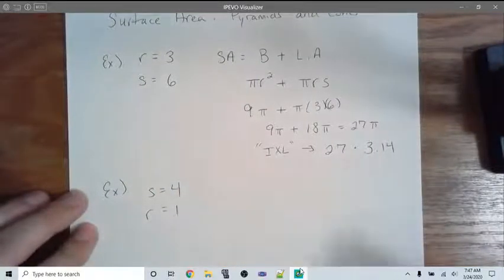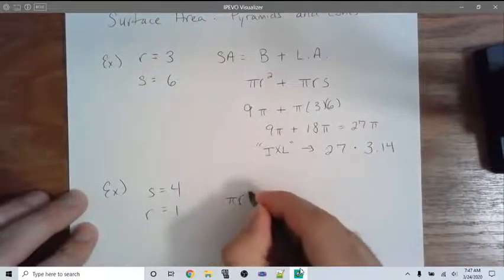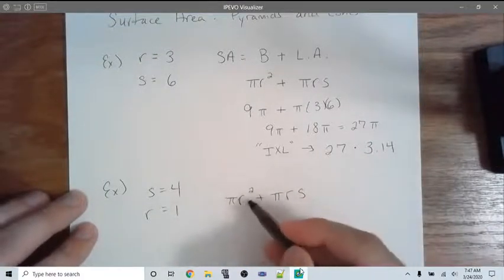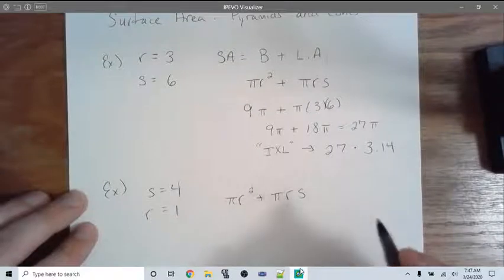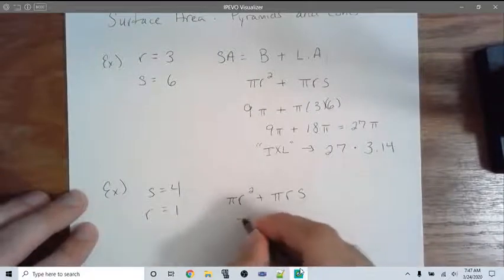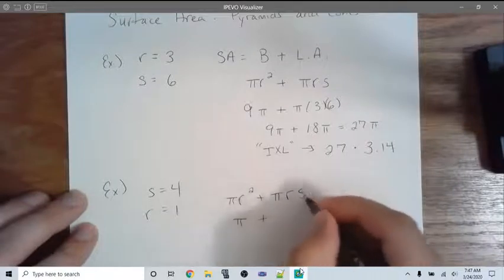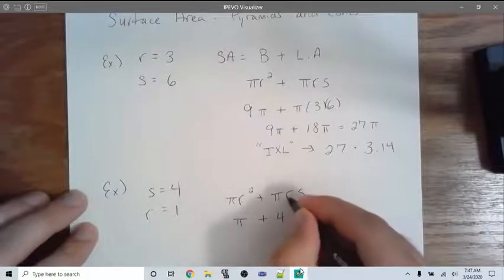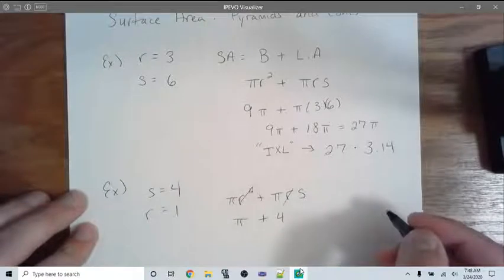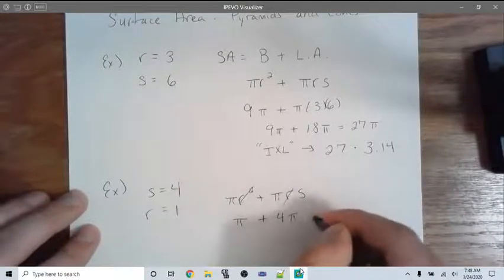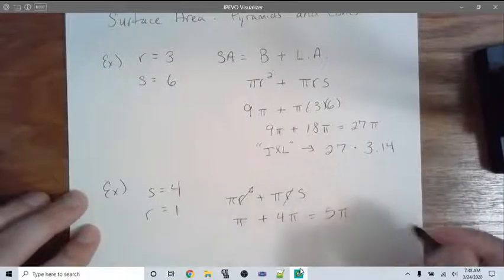So we're going to go through that same process. We have pi r squared plus pi r s. Well, r is just 1, so this problem's going to be a little bit lackluster, actually. We're going to have pi, because r squared is just 1. Plus, this is going to be pi times s, because r is just 1. Really, when you have 1s, r is just going to fall out, because they're multiplying, so it doesn't do anything. So we have pi plus 4 pi, which is 5 pi.